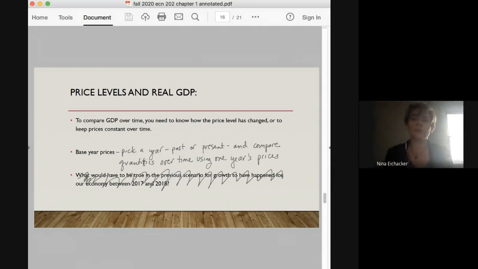So let's say we're using 2015 as our base year. Then we would look at prices from 2015 and the quantity of goods sold in 2015. And if we wanted to compare GDP in 2015 with GDP in 2018 or 2020, we would use those prices from 2015 times the quantity of goods sold or purchased in 2018 and 2020 to actually compare the volume of goods and services and how that's changed over time.